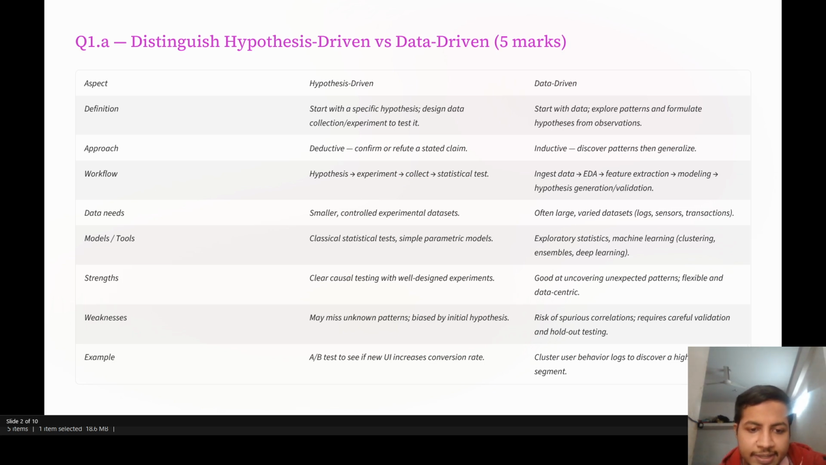Example: an A/B test to see if a new UI increases conversion rate. And in data driven, it is clustering user behavior logs to discover high value user segments.